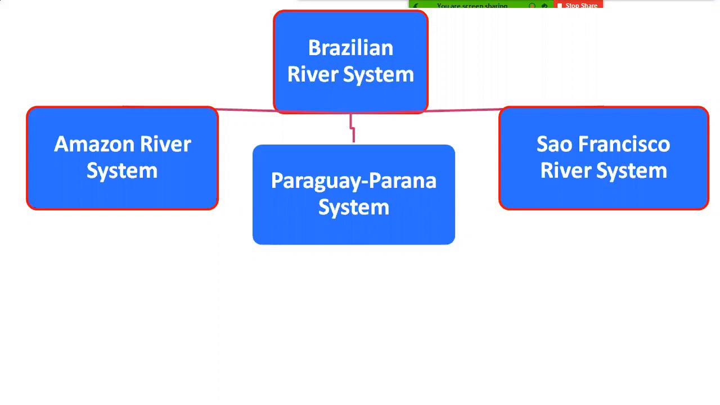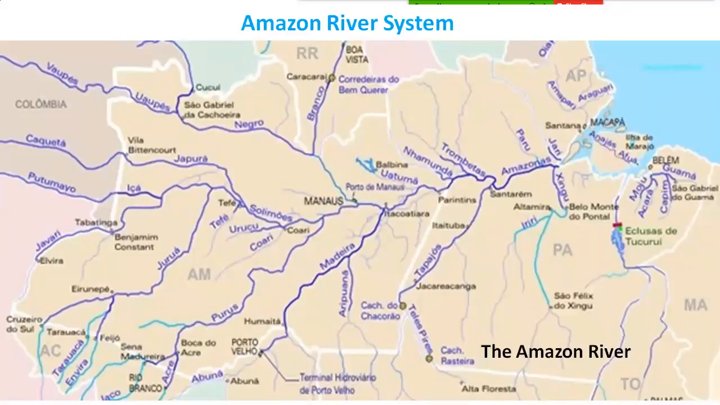We shall first study the Amazon river system. The Amazon collects its headwaters, that means it has its source, on the eastern slopes of the Andes Mountains in Peru, a country which lies to the east of Brazil. The Amazon receives huge discharge of water, approximately 2 lakh 9,000 cubic meters per second.